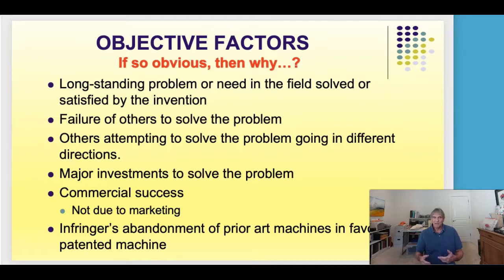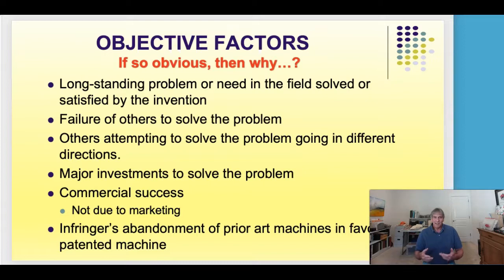And when you think about objective evidence, I believe it is sometimes helpful to reframe the factor as a question that starts with the preamble, "If this is so obvious, then why?" And then you ask the question. It's like, if this is so obvious, then why have all these people that I've identified tried to solve the problem and failed? If the solution were so obvious, then why are so many companies throwing so much time and money at the problem to solve it?